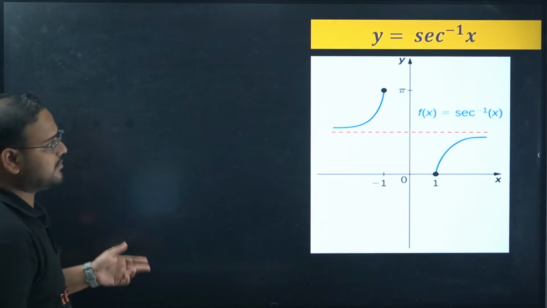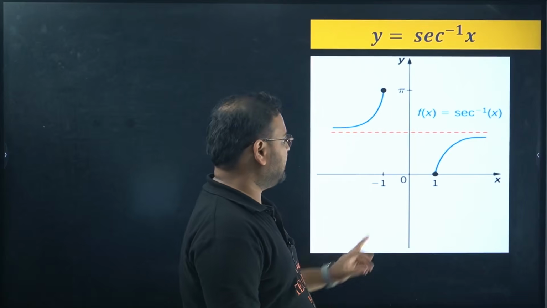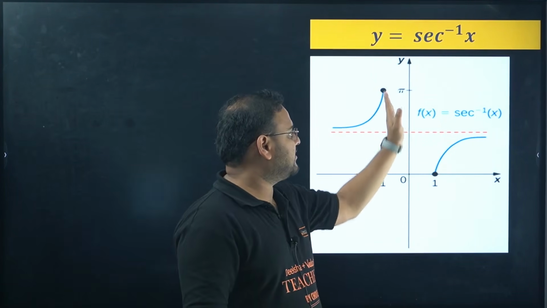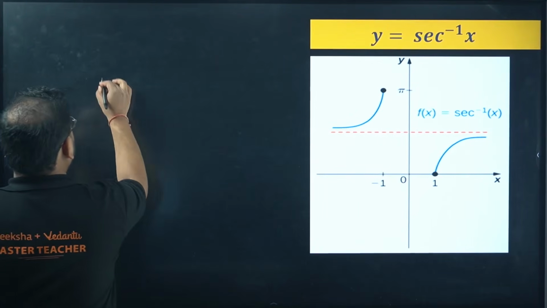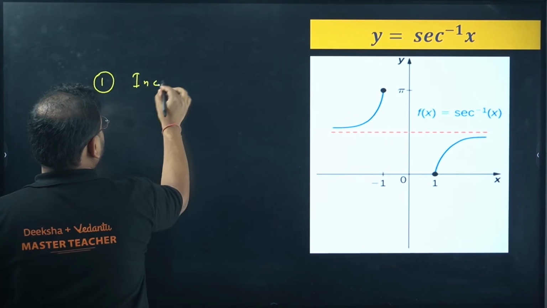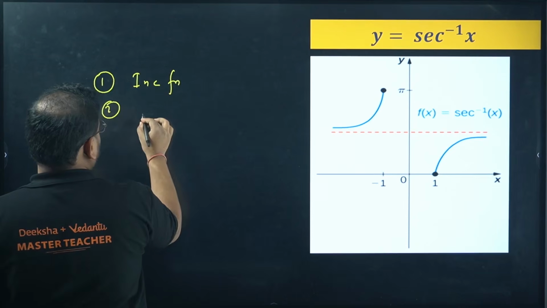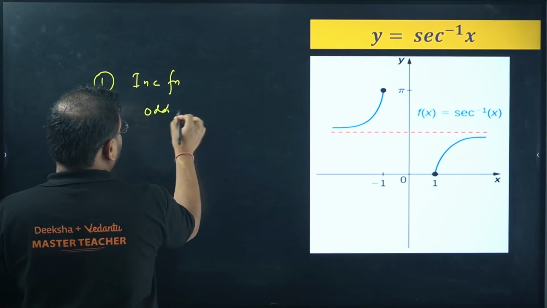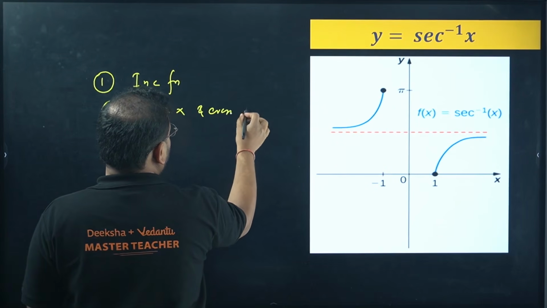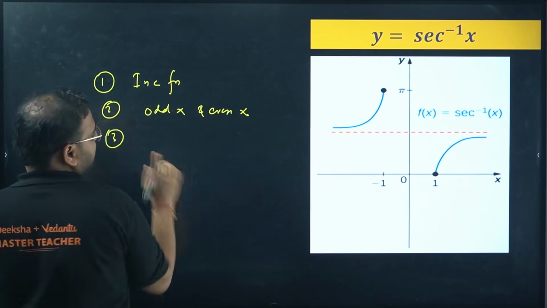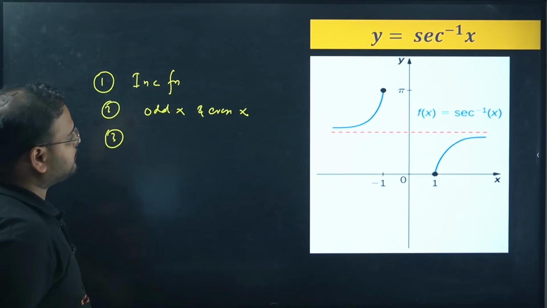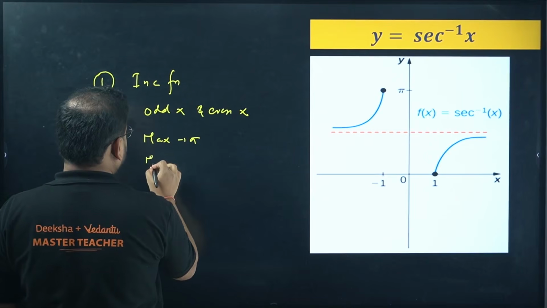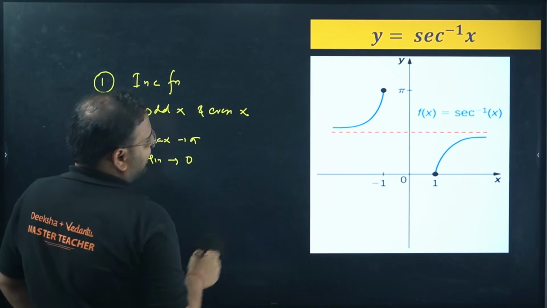Anything else? Second verse, again, max is pi, minima is 0. And this is going to be an increasing function. Check here. If you go like this, it increases, here also it increases. So, increasing function. Again this will be neither odd nor even. I already mentioned it is an increasing function. So max is pi, min is 0, and I hope you know this.